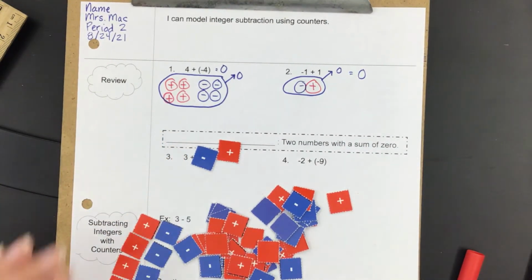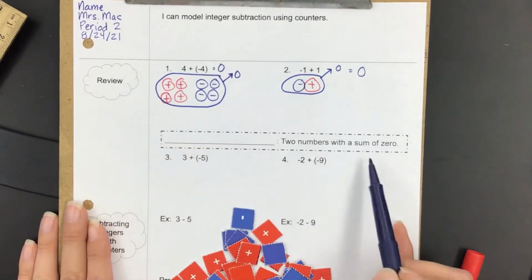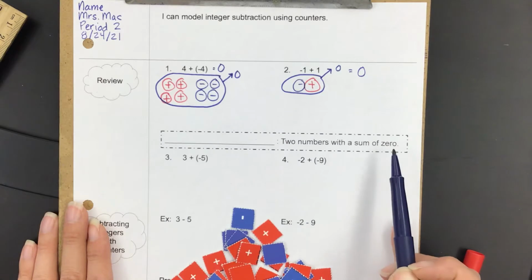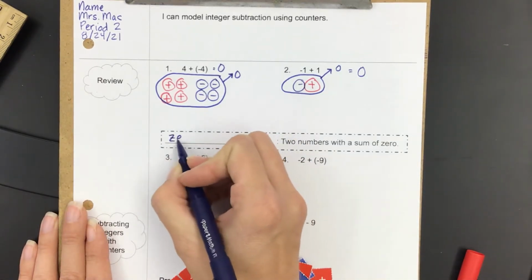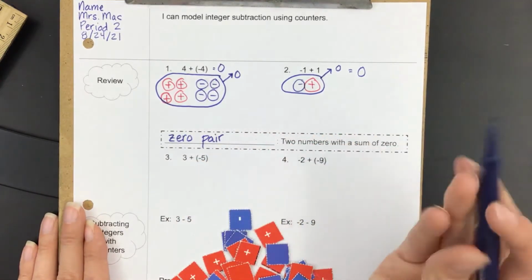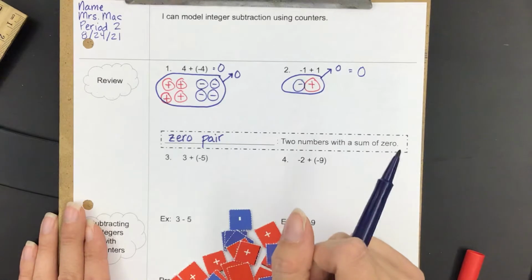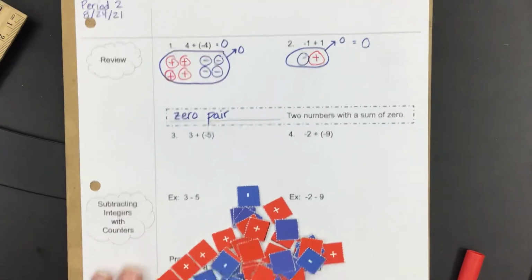Okay, let's just remember, I know we have it defined in our notes before, but 2 numbers with a sum of 0 are called? 0 pairs. Hey, you guys are awesome. So let's write that in, 0 pair. I really wanted to make sure you knew what those were because we're going to be using that a lot today. Okay, so let me scoot this up.